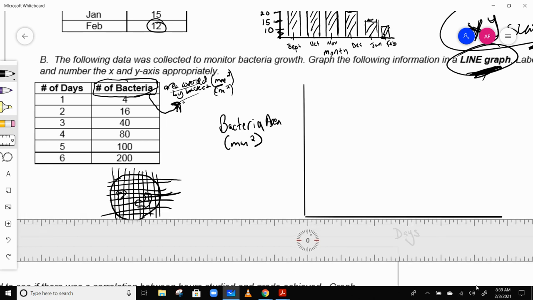Okay, so we just have 6 days we got to put here. So we can space it out a little bit more down here. Let's do this. One here, one here. So 1, 2. That's 1, 2, 3, 4, 5, 6. Yeah, we can even space it out even more. So let's get rid of some of these.